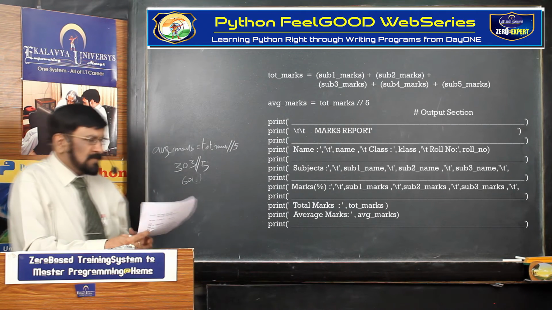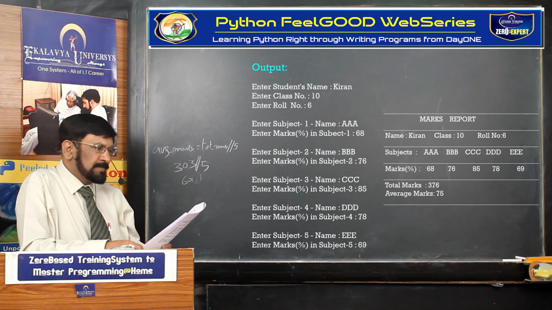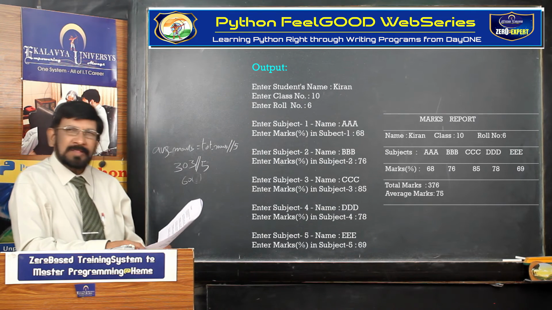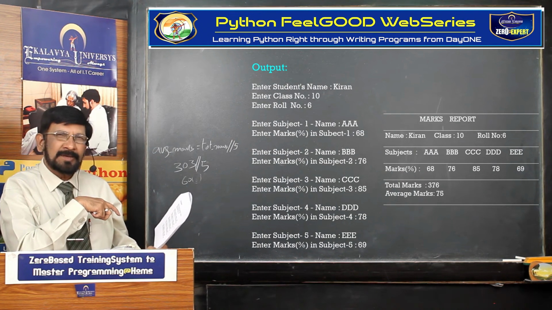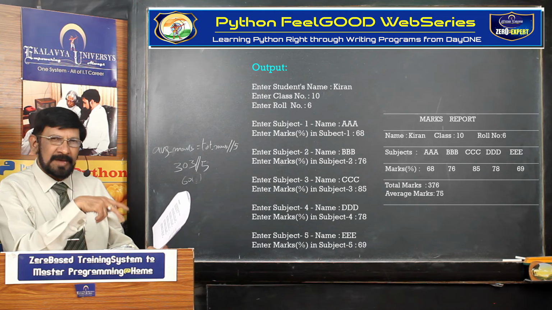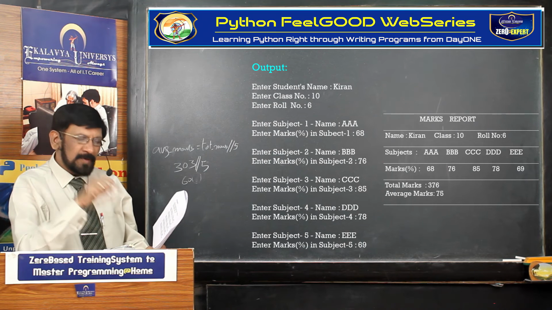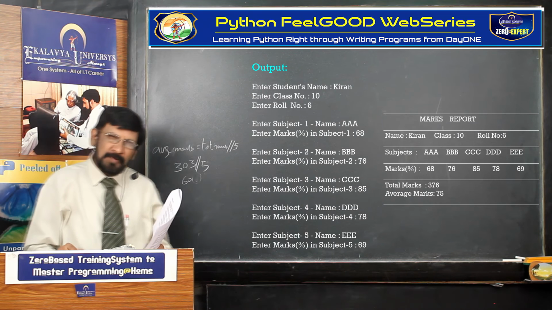Finally, see the output. It looks like this. Enter the student's name, enter the class number, enter the roll number, enter subject 1, enter subject 2, subject 3, subject 4, subject 5. All that you enter as data. Now you see a professional program you have written. How many days? I think this is just the third day. In the third training session, you are able to write solid programs. That is enough. Programming is so simple.